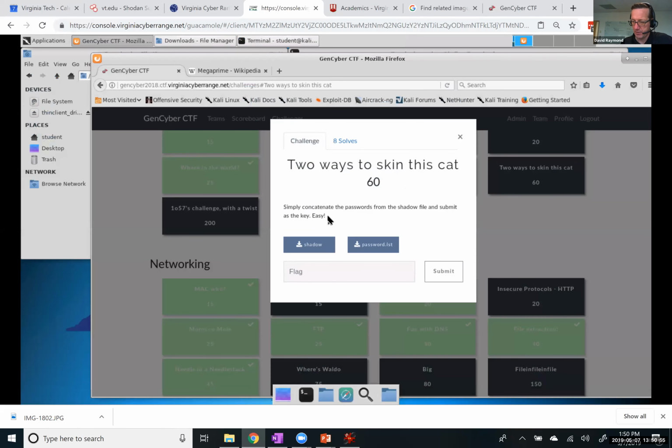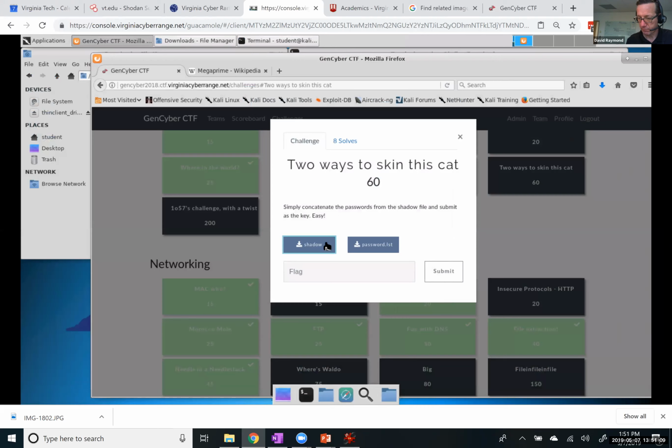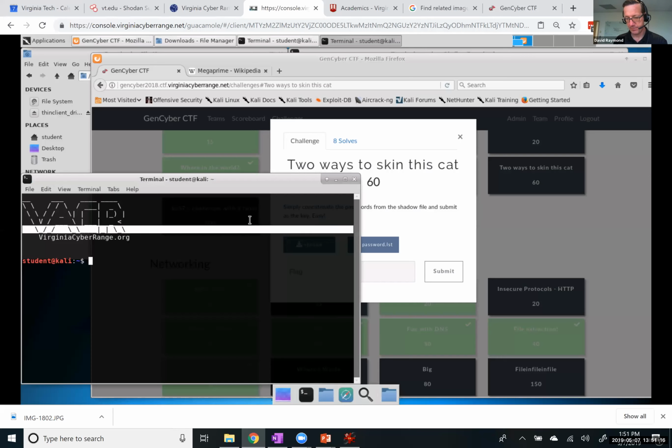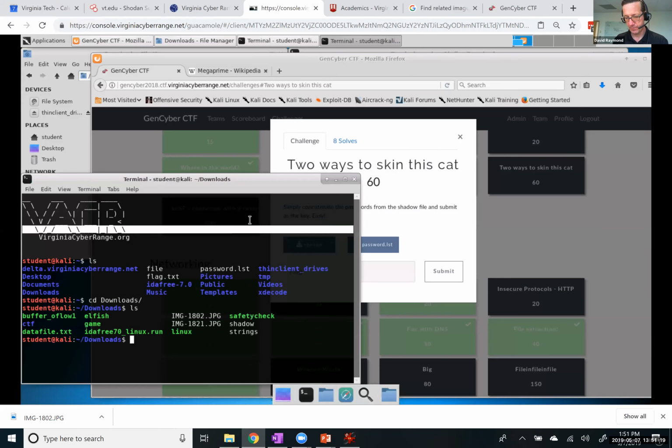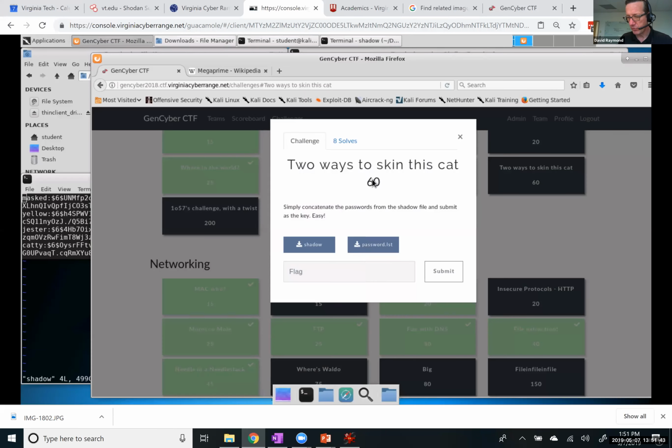Two ways. Simply concatenate the passwords from the shadow file and submit as the key. Easy, right? Okay, so I can download the shadow file. There's a shadow file, there's a password list. Okay, so this is a shadow file from a Linux system. There's a set of usernames, masked, yellow, jester, caddy, and there's also the encrypted passwords, right? Okay, so I just need to break those passwords.